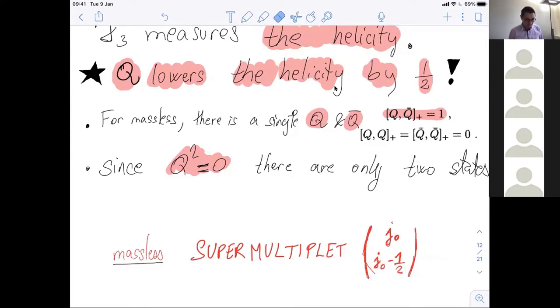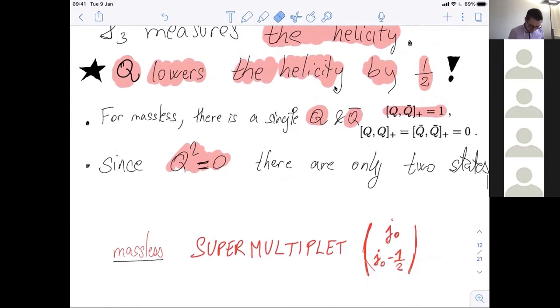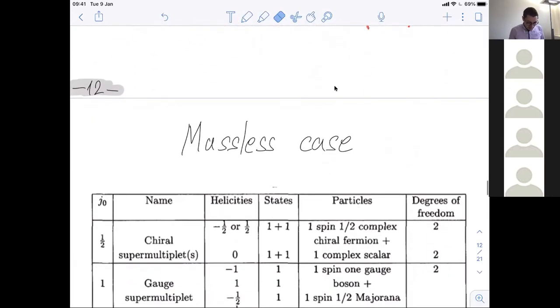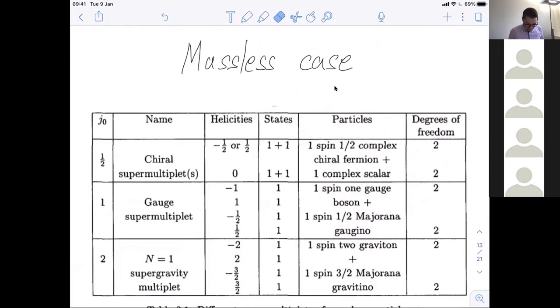Okay, this is just the massless case. The massive case I will not do. It's a bit more complicated, of course, and you can find it, for example, in this book. It's done in great detail. So I want to then talk about massless supermultiplets in terms of this J0, in terms of the helicity of the highest state.